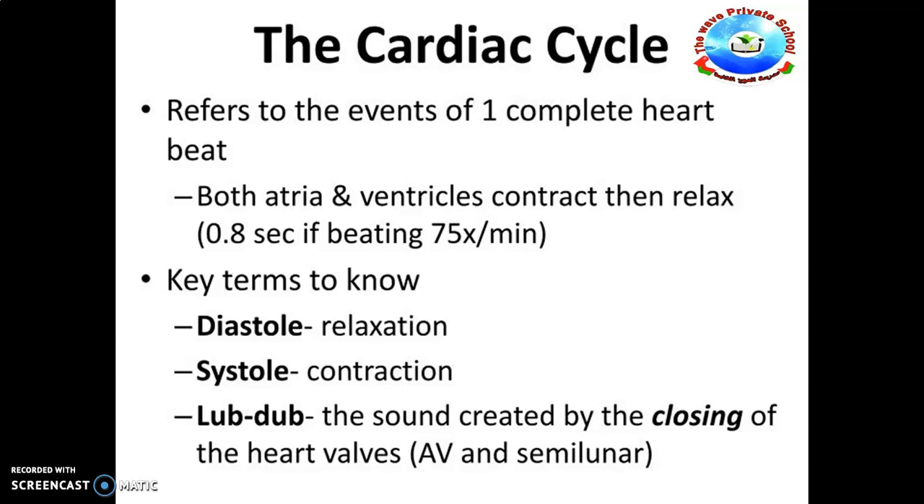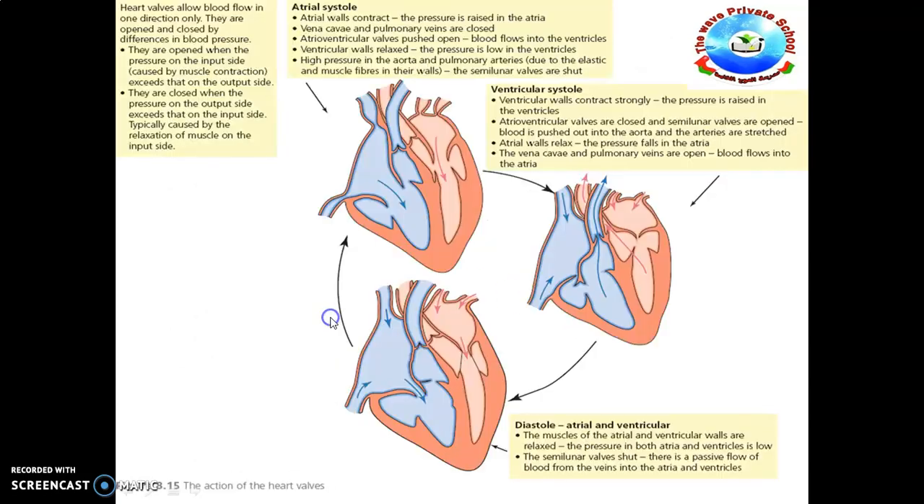So the key terms you should know here: diastole, systole, and the lub dub you already know, the sound created by the closing of the heart valves. So diastole means relaxation and systole means contraction. So now just move on to the topic.